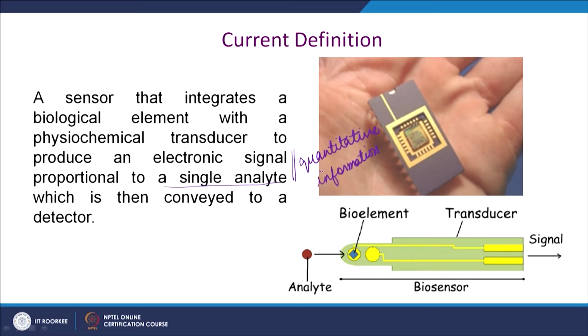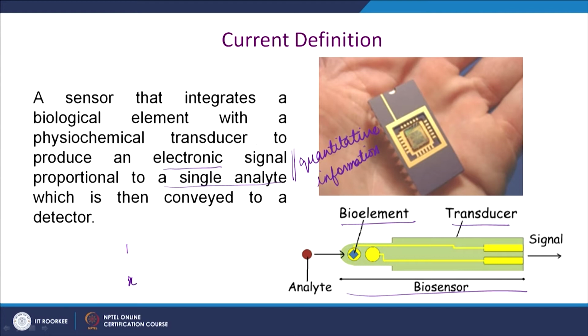Alrighty. So, a sensor integrates biological agents. There has to be a biological agent, we can call it a bioreceptor, and it is in contact with a transducer which is physico-chemical, and they are saying it produces an electronic signal. Notice, not electrical signal, but electronic signal, something that can be read by our computers, and the signal should be proportional to a single analyte. Basically, if you have one target, you get, let us say, X amount of signal.